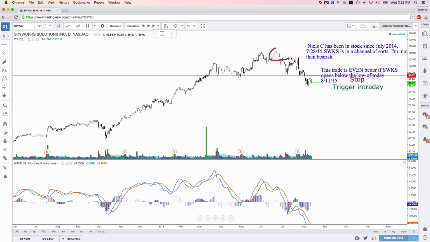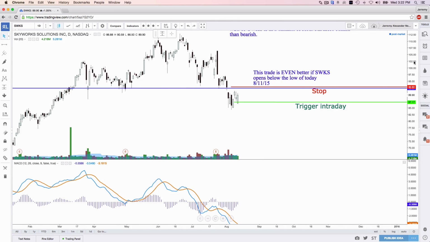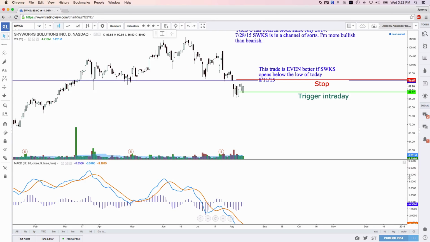So this would have been, in my personal opinion, a great place to consider protecting yourself in some form or fashion, maybe buying protective puts, doing a collar, exiting your profitable trade, whatever it might be. There was some definite divergence, in my opinion, on Skyworks Solutions not too long ago. So right now, as it stands, I am a little bit bearish on Skyworks Solutions.